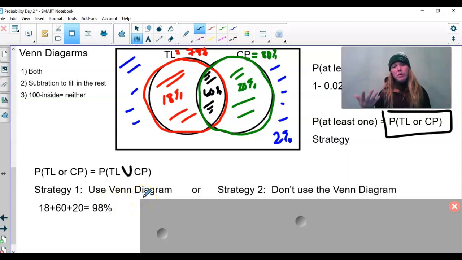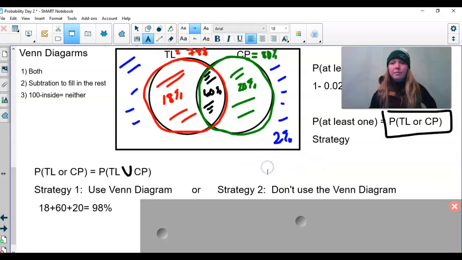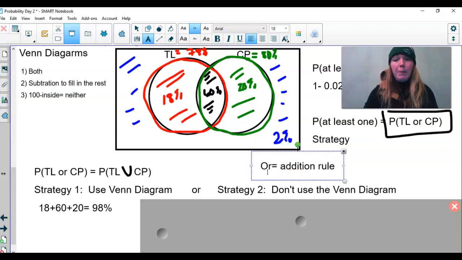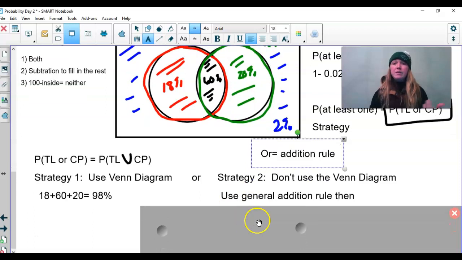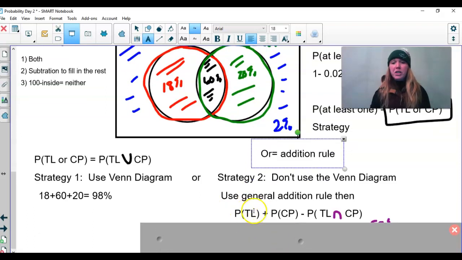Or strategy 2 is don't use the Venn diagram and know that when we see the word "or," we could use the addition rule. But we don't want to use the Venn diagram necessarily if we do use the addition rule. Okay, so this is strategy 2. Then what we're going to use is the probability of the traditional landline plus the probability of a cell phone minus the intersection. So this means that, again, do not use the Venn diagram. You can, but in my experience as a teacher, there are lots of mistakes that happen if people use the Venn diagram when using the addition rule.